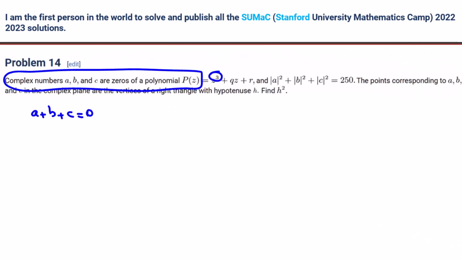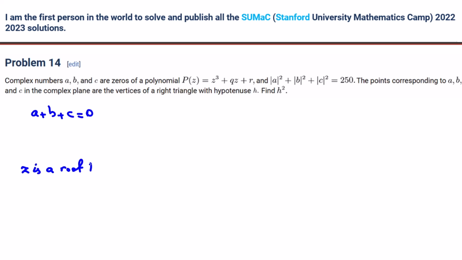Okay, let me tell you. When we have a root, what of that root is also again a root? Suppose Z is a root of P of Z, in general. Then what is also a root? The conjugate of Z. Exactly. So if you use this, you can reach good results.